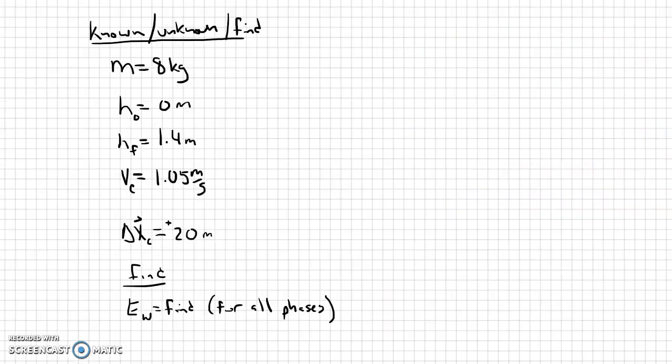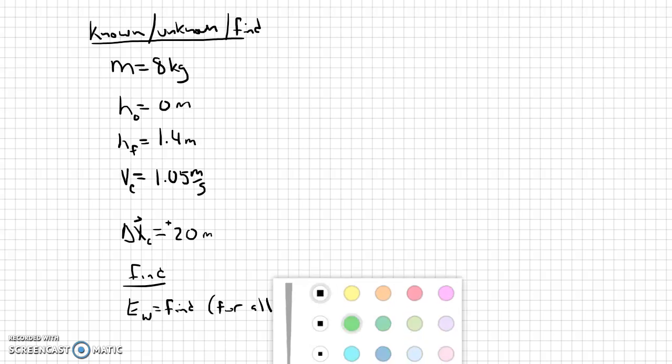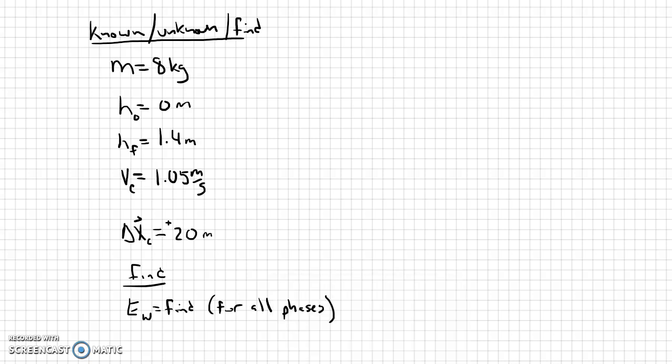Okay, so taking a look at what we know, the mass of the backpack is 8 kilograms. It initially starts at 0 meters and it's raised to 1.4 meters high. That is where the work is being done. The other parts are for later in the problem, so let's ignore those for now. Our goal is to find the work done for all the different phases, and right now we're looking at that first phase where it's simply being lifted.